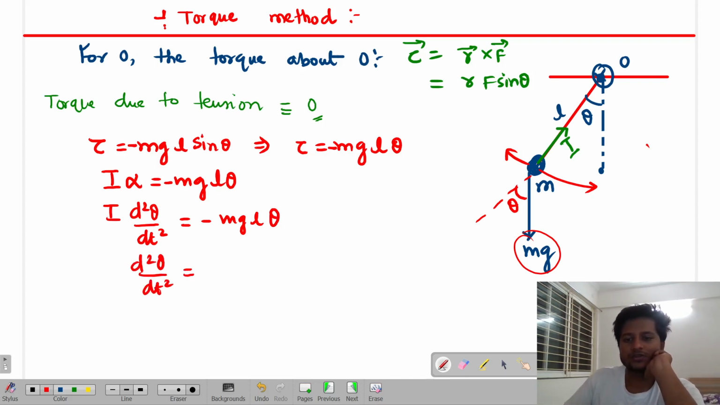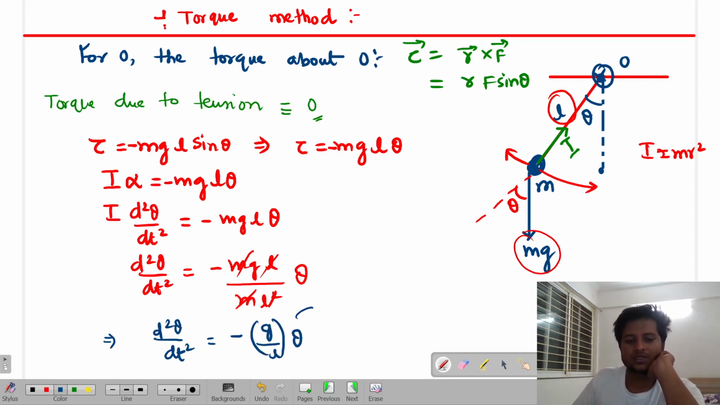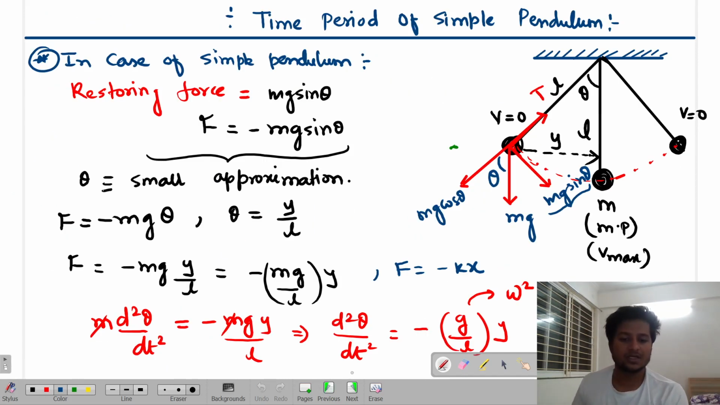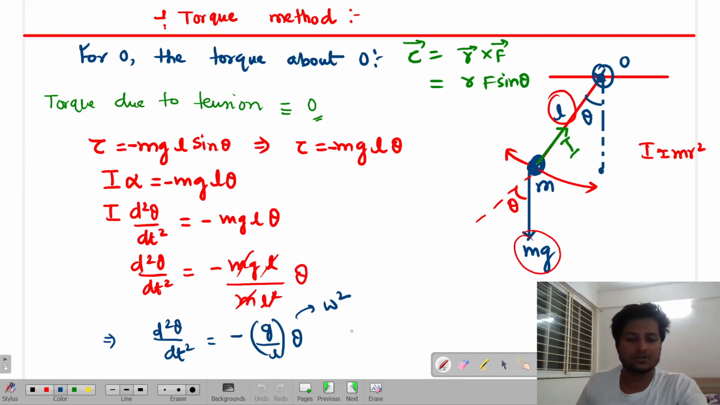I जो है वो I is equal to mr स्क्वायर. यही फॉर्मूला पढ़ा है ना अपन ने? रेडियस तो L के बराबर है, तो minus mgl by ml square into theta. So look over here, L cancels. Once again you get the same relation, that d2 theta by dt square is equal to minus g by L into theta. So once again that is my omega square, which exactly matches with the previous case, isn't it? So basically you can find the torque for any kind of case using these two methods.